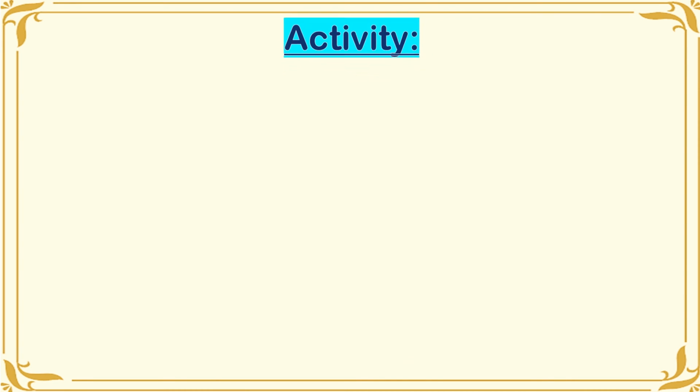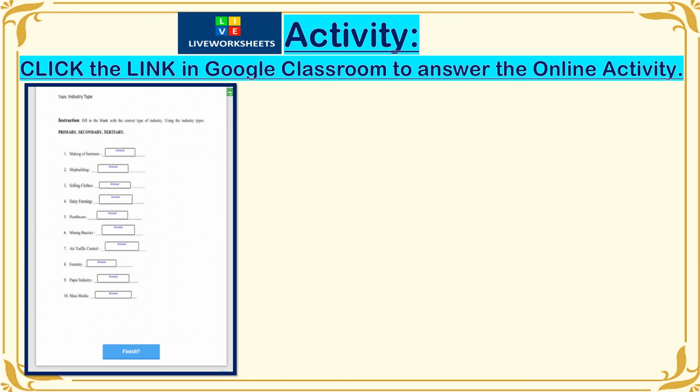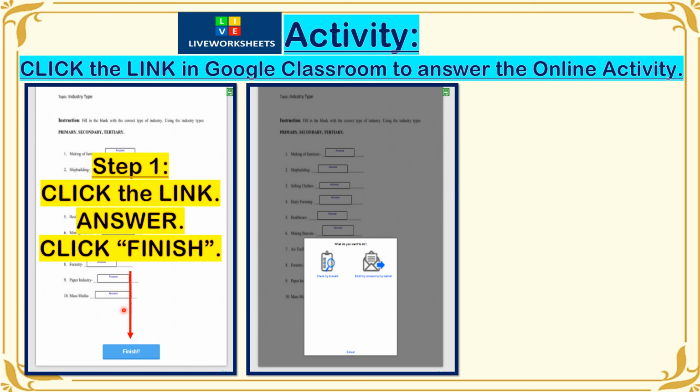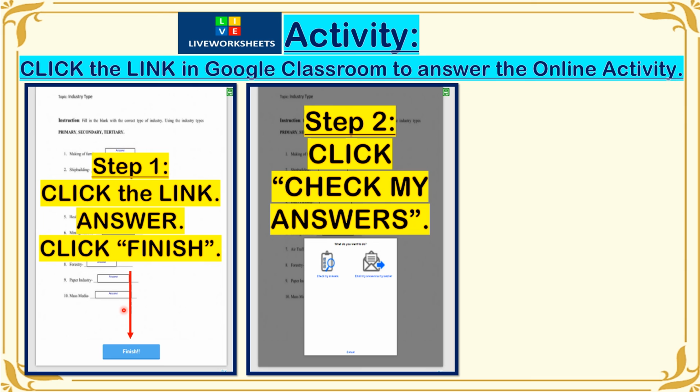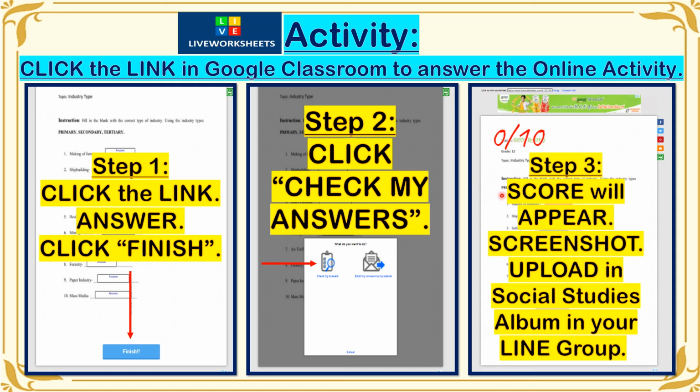So class, it's time for me to give you an activity. Just click the link in Google Classroom to answer the online activity, which is the live worksheets. So this is your activity class, and these are your guide or step-by-step on how you are going to do your online activity. So step 1, just click the link, answer, and click finish. Step 2, after answering and after clicking finish, you please click check my answers. And step 3, your score will appear, screenshot, upload in Social Studies album in your Line group. Good luck, everyone!